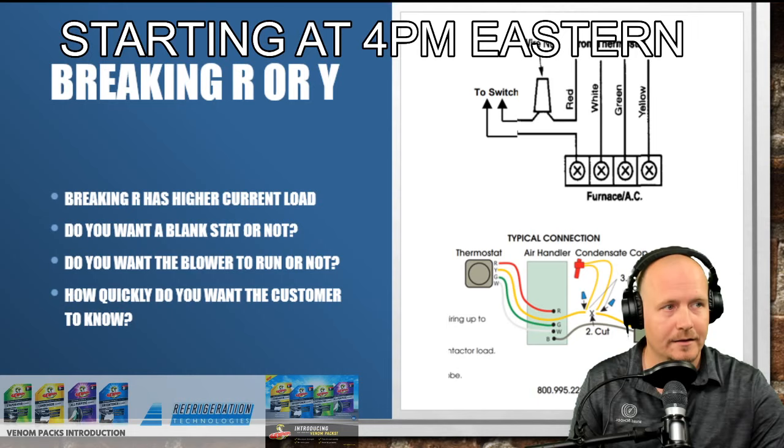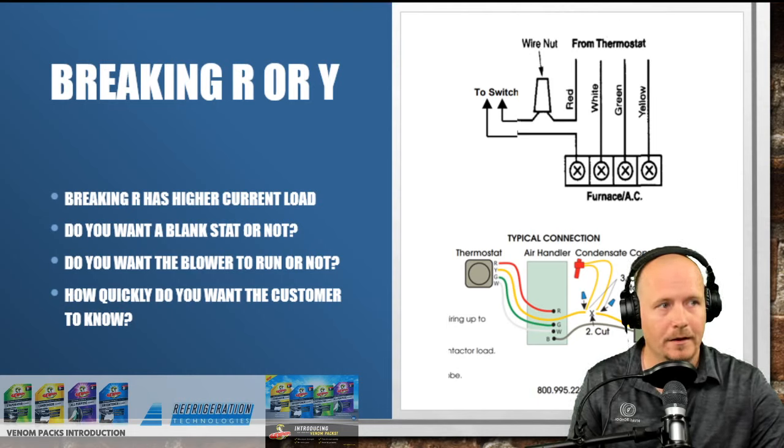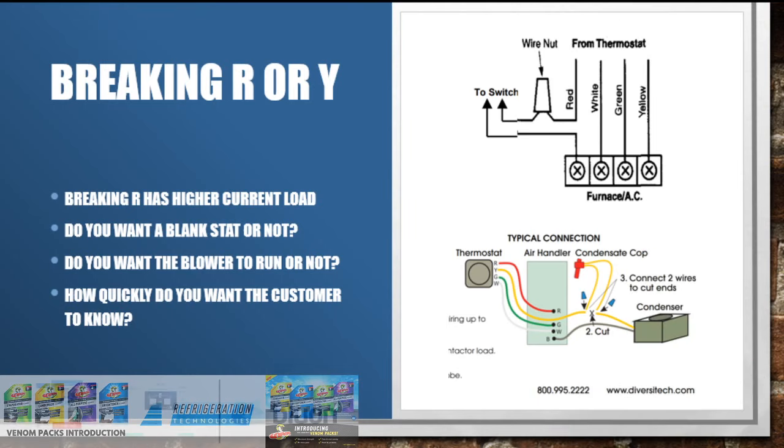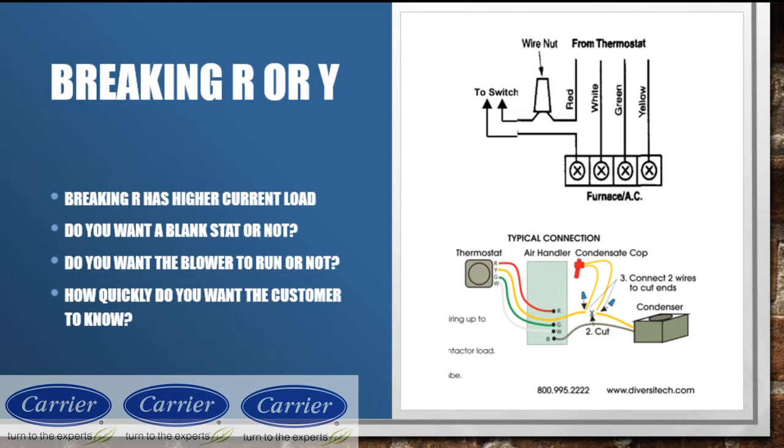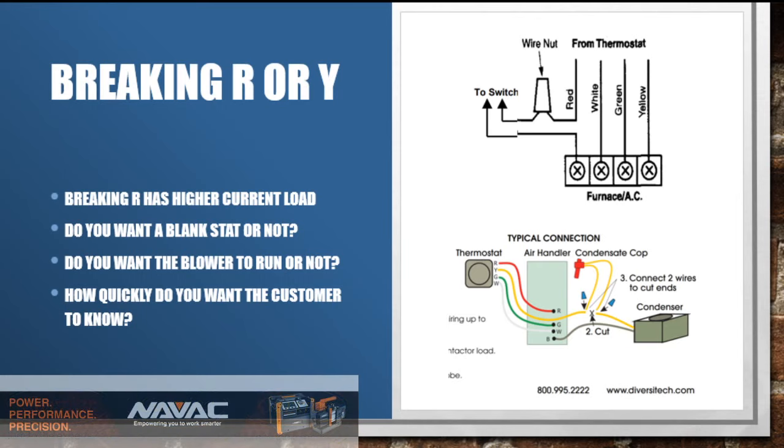Let's go ahead and get rid of this here. So if you take a look at these typical connection diagrams, one of them is from Rectorseal. A lot of you are familiar. They make a lot of switches, and the one on the bottom is from a particular Diversitech switch. You'll notice that one of them is suggesting that you break Y to the condenser, and one is suggesting that you break red. Now, if you read into the data, generally they'll tell you can do either or, but when you break R, you are breaking at higher current.